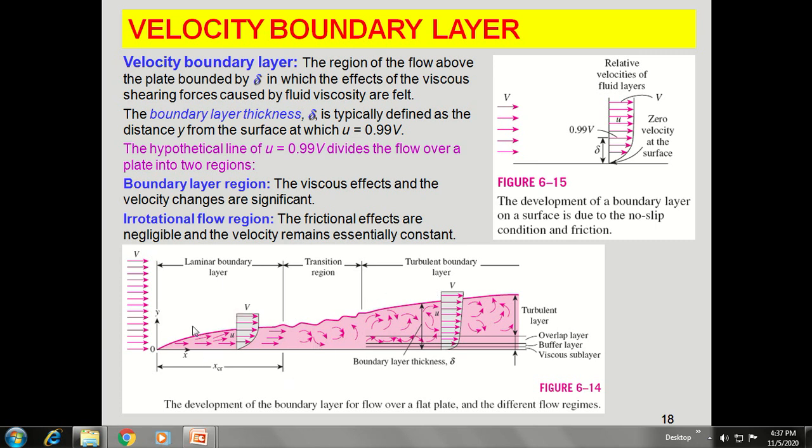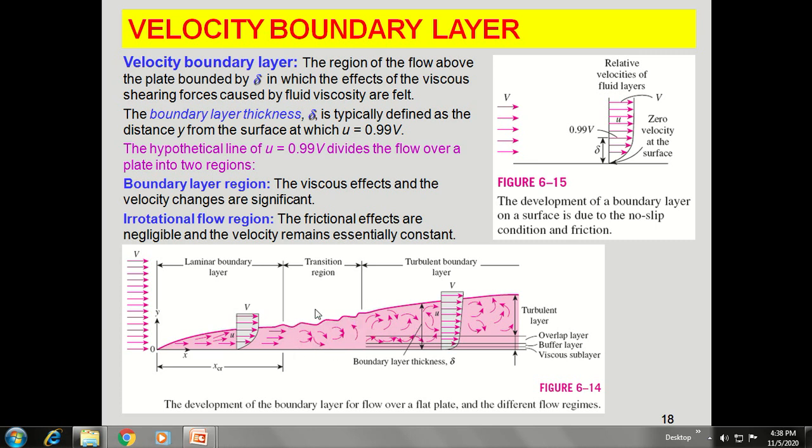Now here, when fluid is in contact with the leading edge, the boundary layer formation region is called the laminar boundary layer because in that the layers are moving in parallel. But after some distance from the leading edge, let us consider here x critical. At x critical, this laminar boundary layer is converted into a turbulent boundary layer.